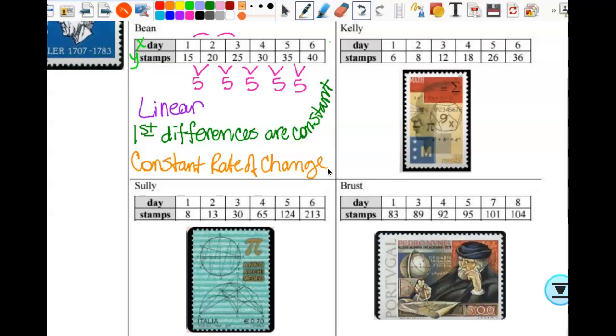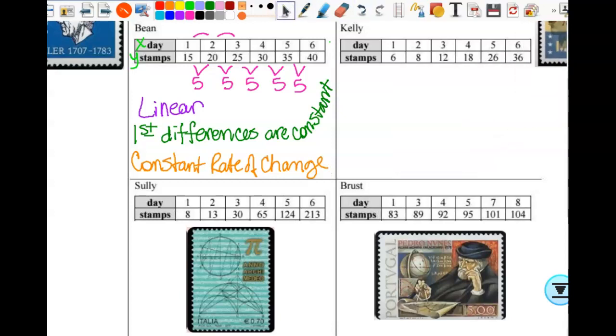All right, any questions about that? All right, so let's look at Mr. Kelly. Move his stamp out of the way. He had a cool math stamp too.